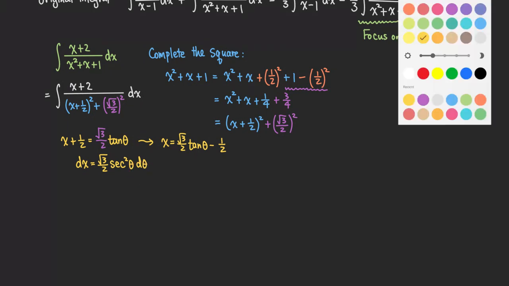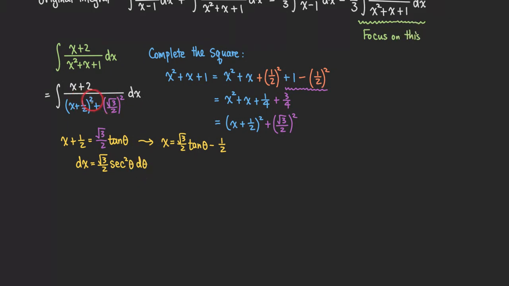Okay, so we are ready to go back to the integral. So continue with the integral here. Then what do we have? x replaced by this expression right here. So you're just going to be getting radical 3 over 2 tangent theta minus 1/2. But then don't forget that there is still the original plus 2 right there.